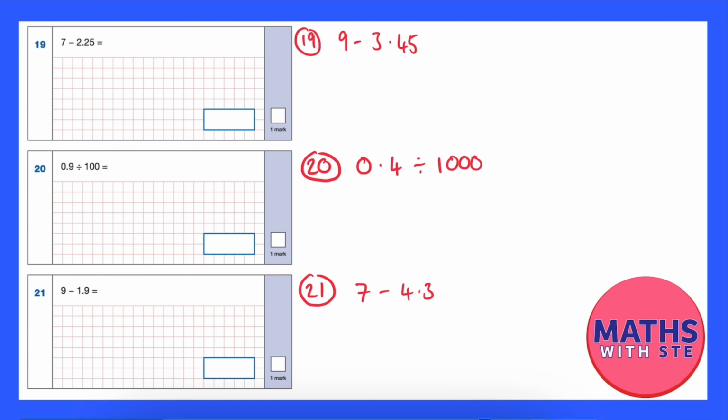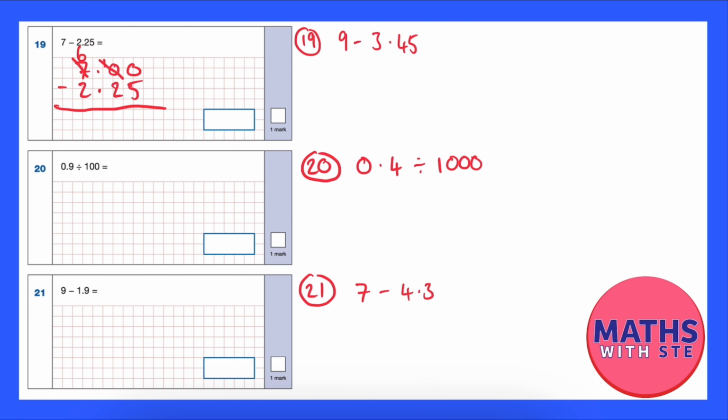Okay, so question 19 is 7 minus 2.25. So what I can do here to make it easy for myself is I can go 7.00. That's going to help me with my columns. And I'm taking away 2.25. Great. 0 take away 5, can't do that. Neighbour, can't do that. Take away from the 7. So the 7 will drop down to a 6. And then that 0 will become a 10.